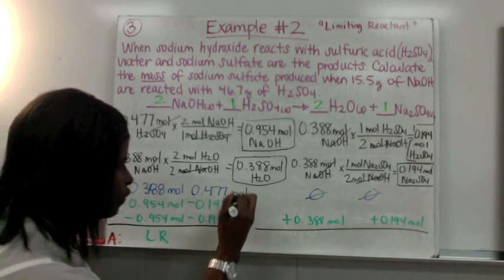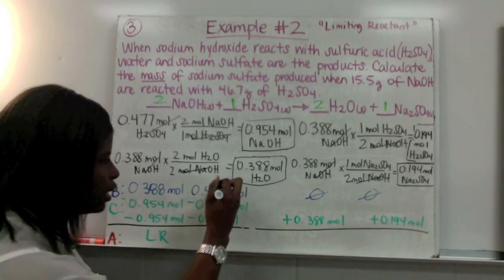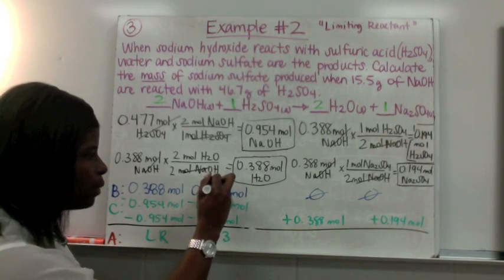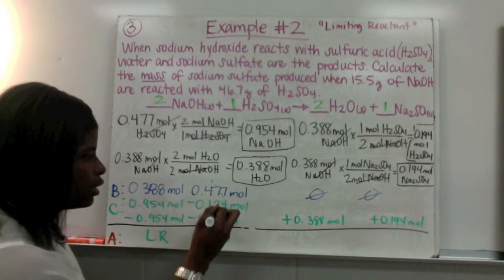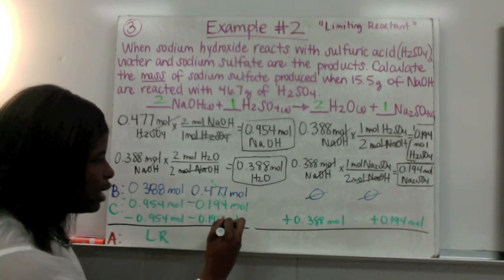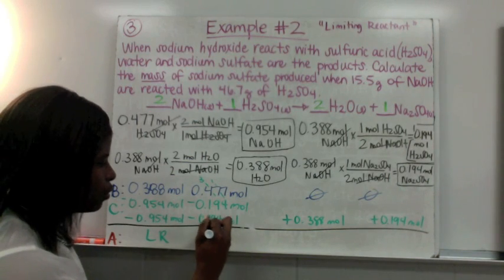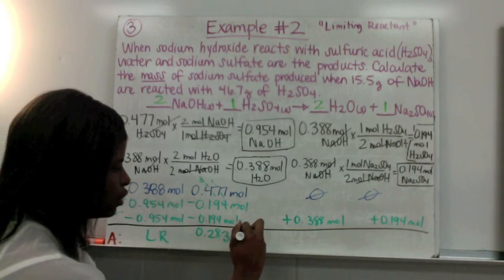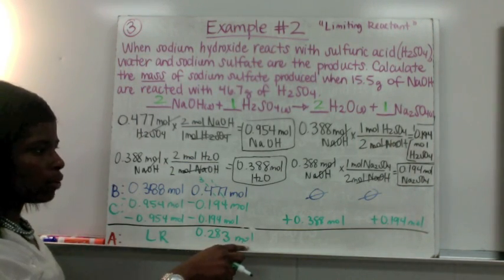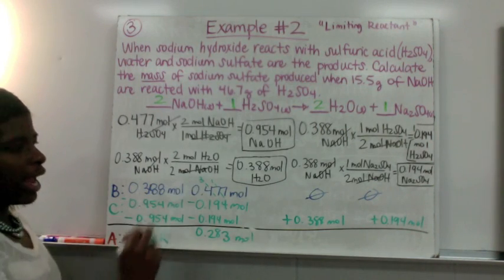So you just subtract the difference. So 7 and 4 is 3, 7 and 9. You have to make this 17. So then 17 minus 9 gives you 8. You reduce the 4 to 3. 3 minus 1 is 2. So you have 0.283 moles of your sulfuric acid.